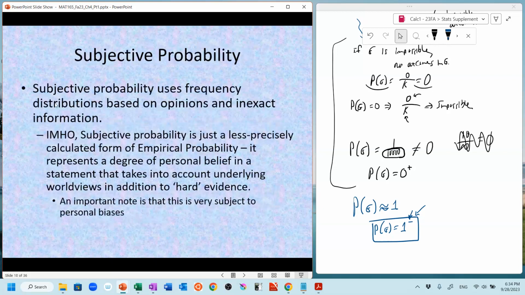So I think that's where we'll leave it off. When we come back on Tuesday in class, we'll pick up here talking about subjective probability and finish up the first PowerPoint for chapter 4 and then move on to the second. All right, that wraps us up for today.